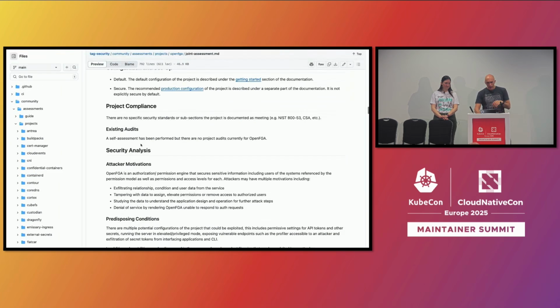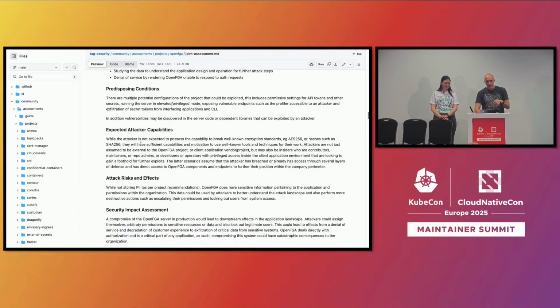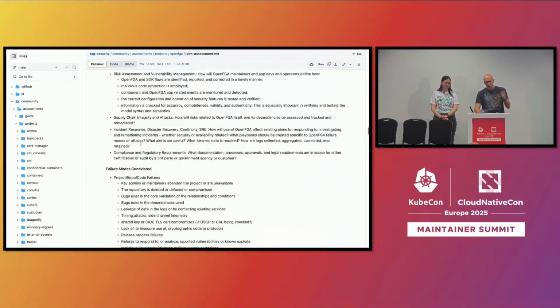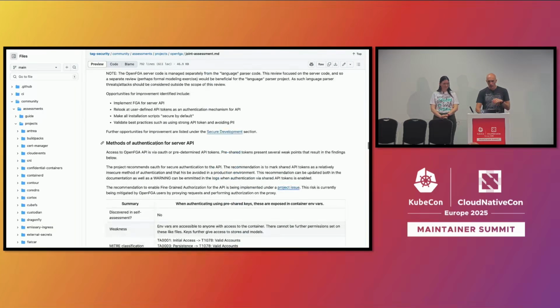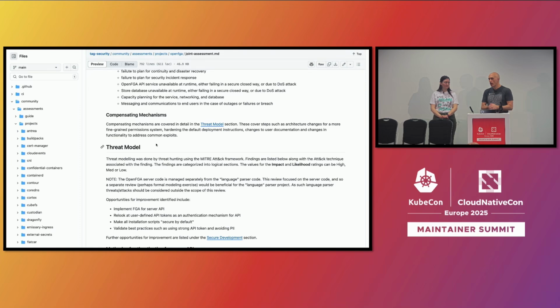So compliance, security analysis. I'm not going to, of course, go over all the details, but I just want to give you an idea of the depth of the analysis. It's pretty deep, and it helped us to understand the project better and improve it in the areas where we needed help.